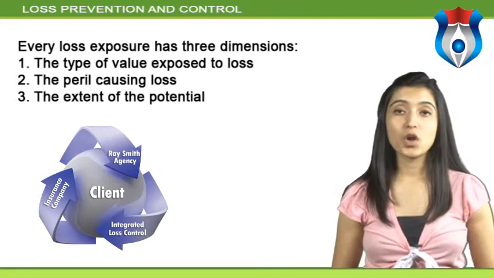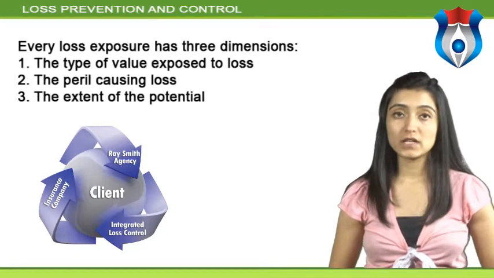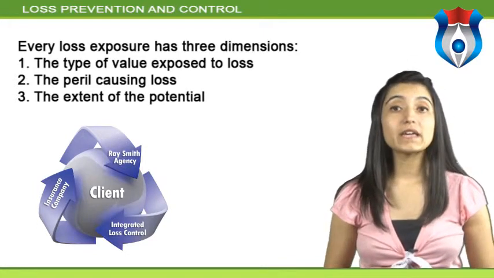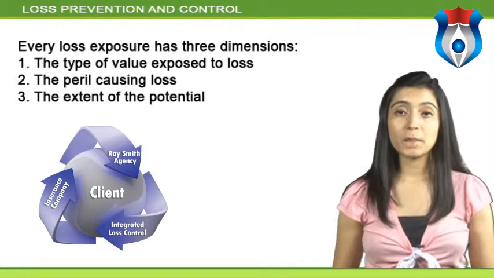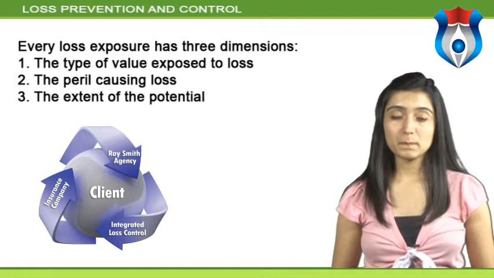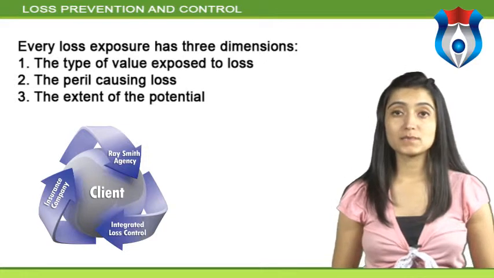Loss exposures are typically categorized in terms of their first dimension, the nature of the value exposed to loss. All financial losses that are the concern of risk management, excluding losses of purely sentimental value, can be categorized as property losses, net income loss, liability losses, or personal losses. Net income loss is the second major type of loss exposure.